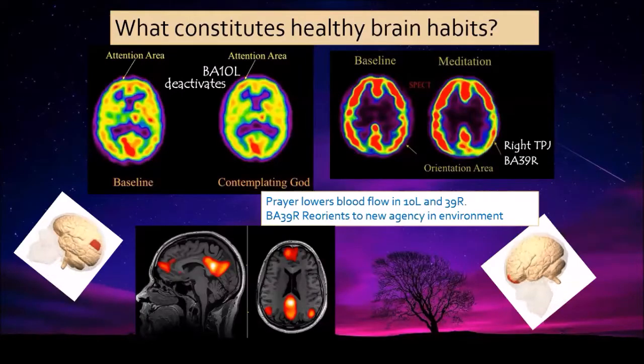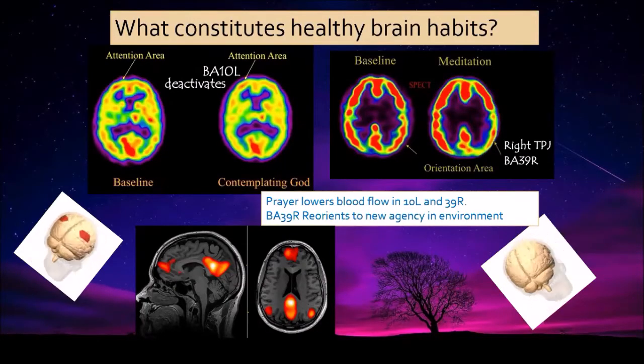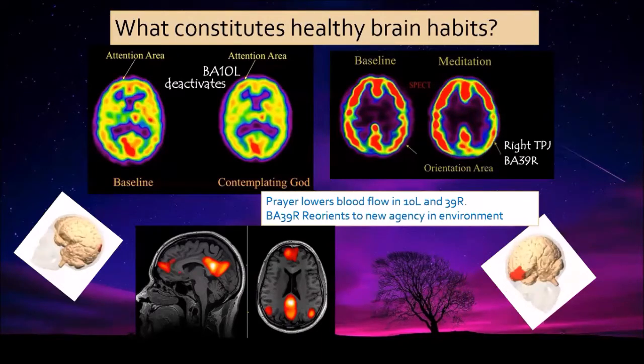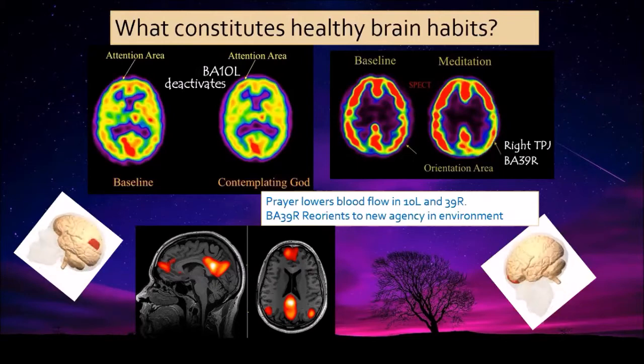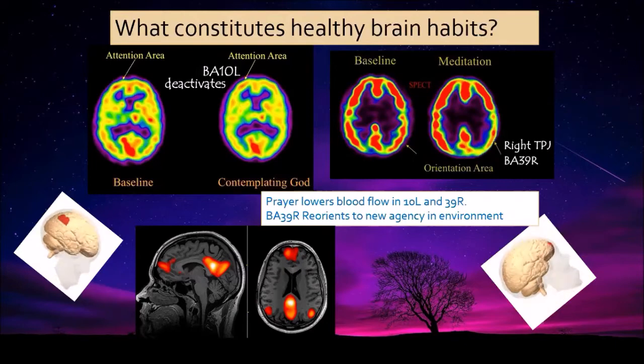So the question is, we have operant conditioning. We can change motor behaviors. We can change brain behaviors, but what should we change them towards? We typically know what's good motor behavior, like someone sitting still when they need to, at dinner, or being quiet in a classroom. But what constitutes healthy brain habits? That's the $64,000 question.